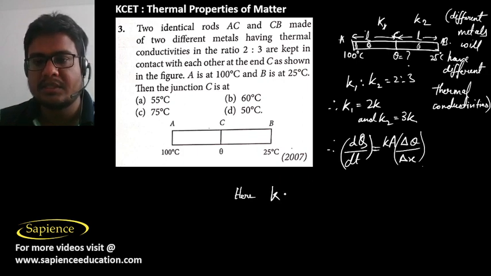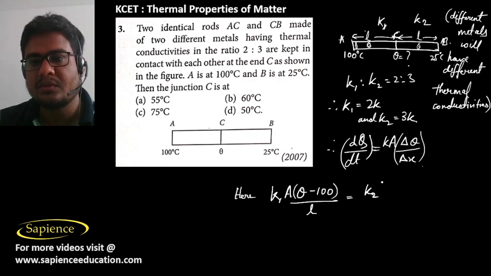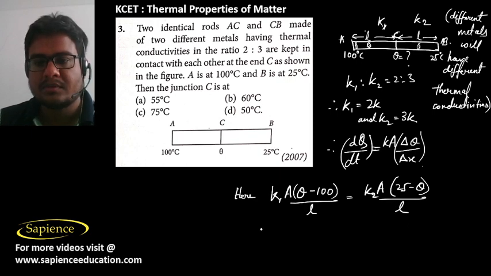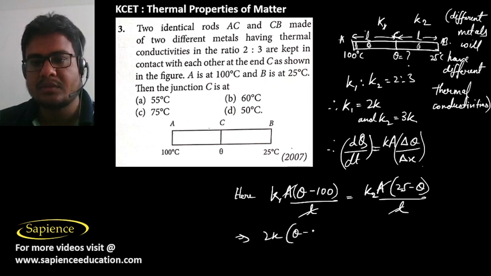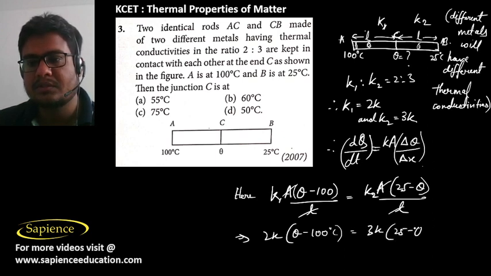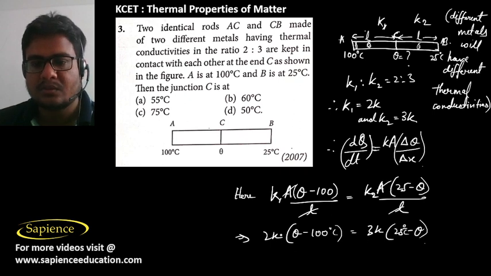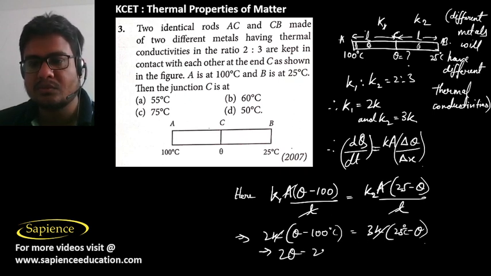So therefore K1 into A into delta theta, which is theta minus 100, by delta x, which is L, should be equal to K2 A into 25 minus theta by L. So L and A will cancel, and K1 is 2K. So 2K into theta minus 100 is equal to K2, which is 3K, into 25 minus theta. K and K will cancel. So I can write 2 theta minus 200 is equal to 75 minus 3 theta.